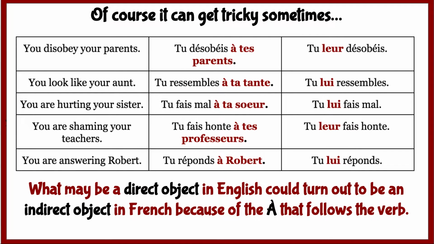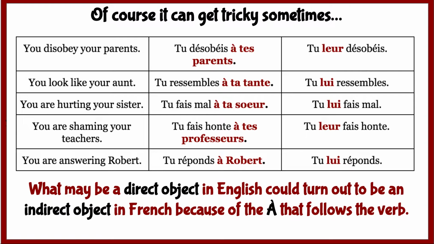When we say in English, you disobey your parents, well, that's a direct object, right? It answers the question, who? Who do you disobey? Your parents. But in French, tu désobéis à tes parents. So why is there an à after désobéir in French when there's not a to after it in English? Because it's not the same freaking language. I mean, you have to just memorize that désobéir has an à after it. So that means à plus more than one person, tu leur désobéis.